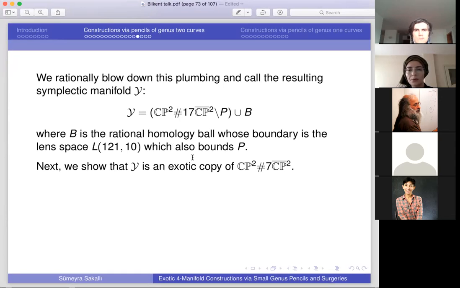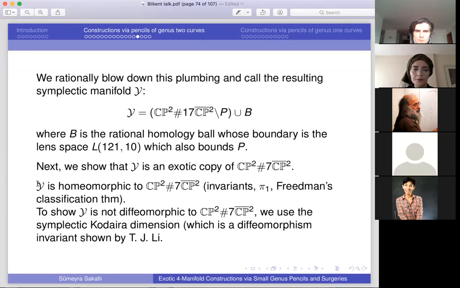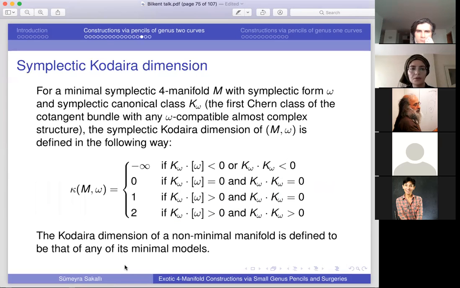Then we show that it is an exotic copy of CP2 blown up at 7 points. To show exoticness, there is a certain process. We do computations. First, you determine the homeomorphism type of your manifold. We show that it is homeomorphic to this. And here we compute topological invariants, the fundamental group, and then we use Freedman's classification result. And then to show that it is not diffeomorphic to the other manifold, we use some invariants. In this work, we used the symplectic Kodaira dimension, which is a diffeomorphism invariant, and it was shown by Tian-Jun Li. I put the definition for that invariant too, but I will skip it. If you are wondering later, we can talk, but it is mostly technical.